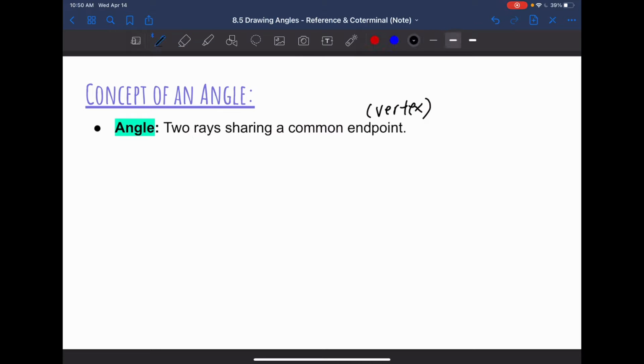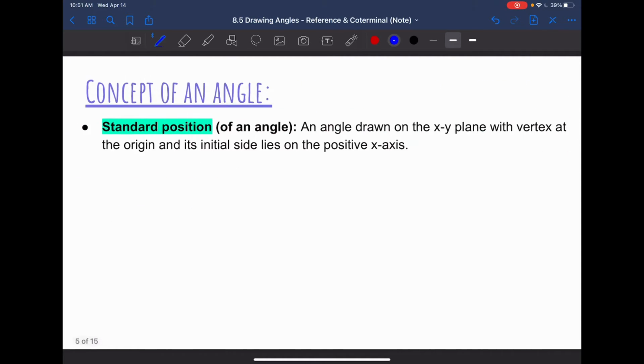Okay, so for example, this is one ray and it shares common endpoint or vertex, and then I have another ray. So I have 2 rays. And this part is angle, and this one is a vertex or endpoint. Okay, so we know about angle. We do 30 degree, 180 degree, 90 degree. Whenever we are talking about those, we are talking about the angle. So that's pretty simple.